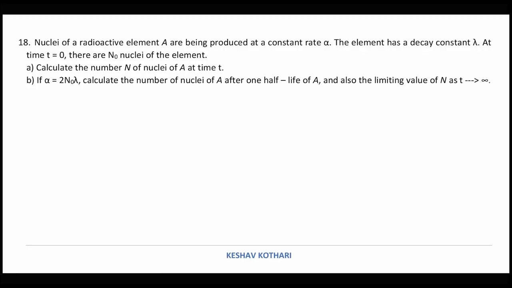If alpha is equal to 2 n naught lambda, then calculate the number of nuclei of A after one half-life of A, and also the limiting value of n as t approaches infinity.